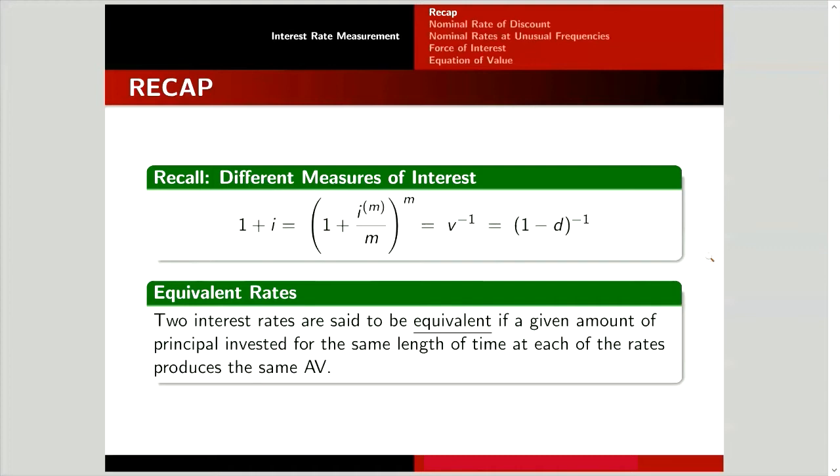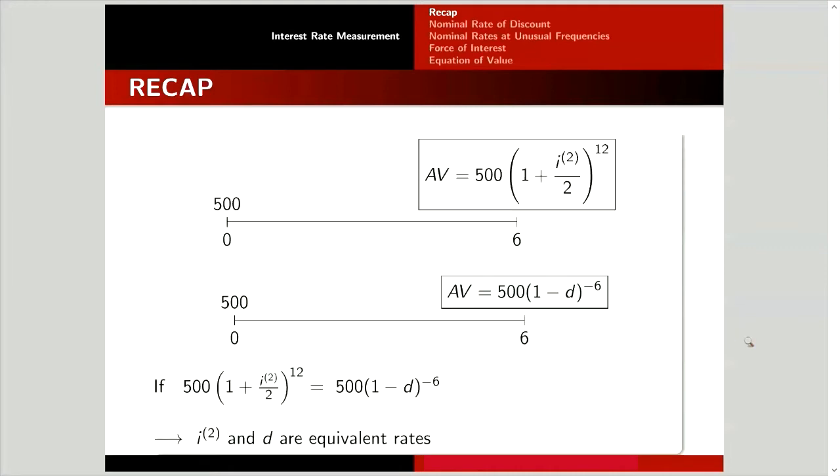Let's have a very clear example here. Suppose we have 500 at time zero. We want to get the value of 500 at time 6. Do you see 2 timelines here? The first timeline makes use of the nominal rate of interest convertible twice a year. Let's consider 6 years here. So you use i upper 2, so it is convertible twice a year. Meaning, semi-annual, or the compounding is every 6 months. Well, the second timeline makes use of the effective rate of discount, d.